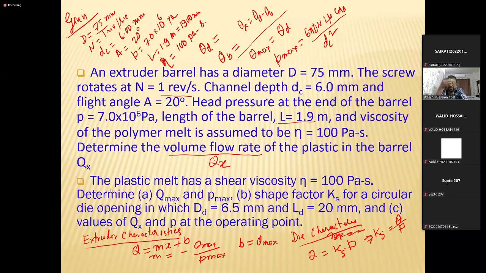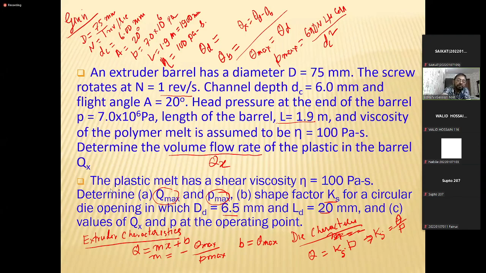And also the second stage of the problem is that if eta is 100, we have to calculate the Q maximum. We have to calculate the P maximum. We have to calculate the Ks for the shape. If the die parameter is given as 6.5 and L/D is equal to 20, we see the value of Qx and P at the operating point, that is QO and PO. So now I shall go to the whiteboard to solve the problem.